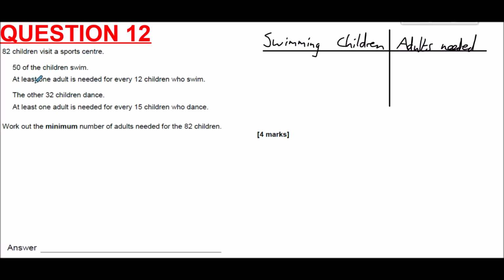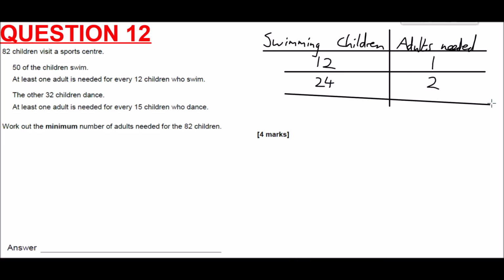And so what we're told here is that one adult is needed for every 12 children who swim. So if we had one adult, they could look after 12 children. So is one adult enough? Obviously not. If one adult can look after 12, then a second adult could look after another 12. 12 plus 12 would be 24. That's still not enough adults.